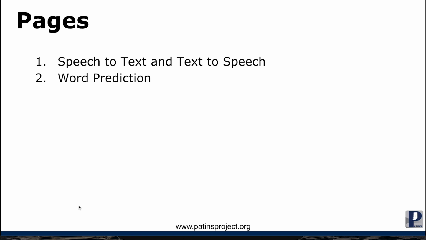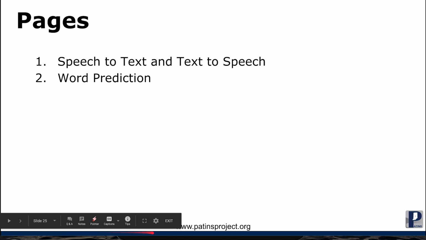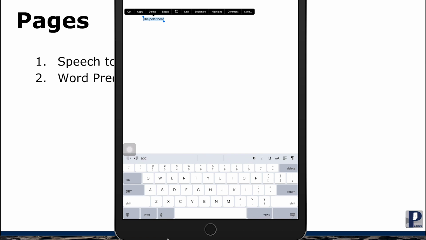So when I say text to speech, if I long press over what I want to be read, it's going to speak that for me. Polar bear. So again, let me go back to that. If I press over what I want it to read, I can have it read to me.